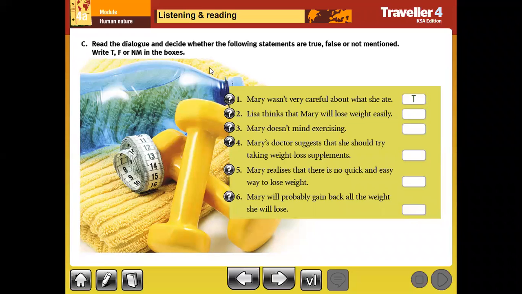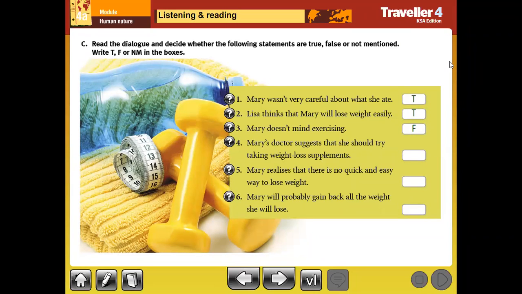Lisa thinks that Mary will lose weight easily. This is true or false or not mentioned? True. Mary doesn't mind exercising. Hamid Al-Asmari said false.